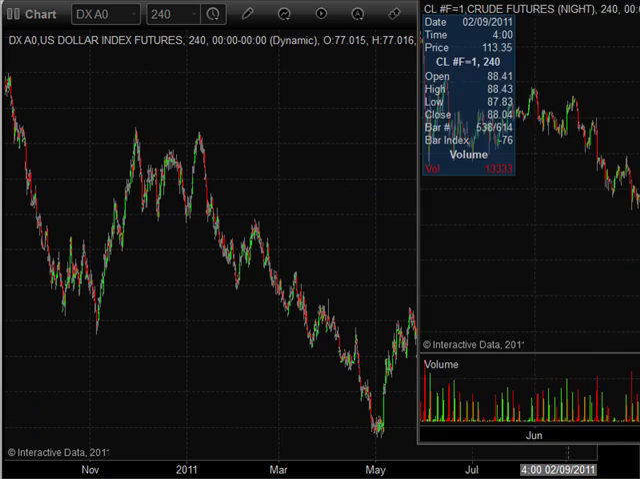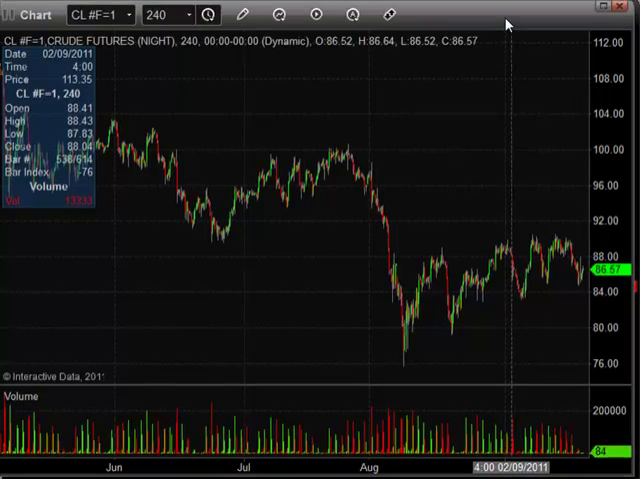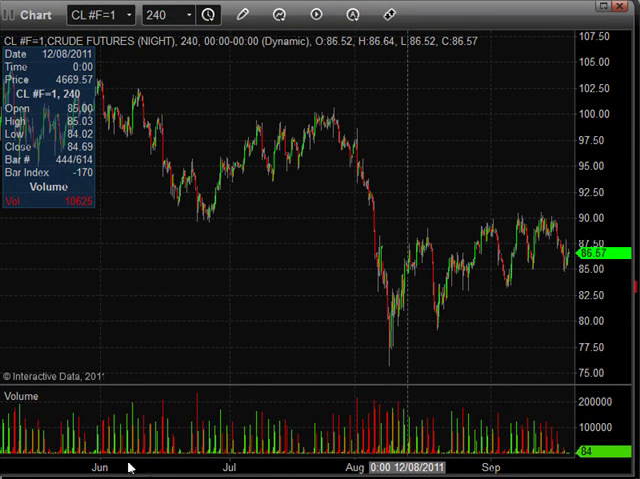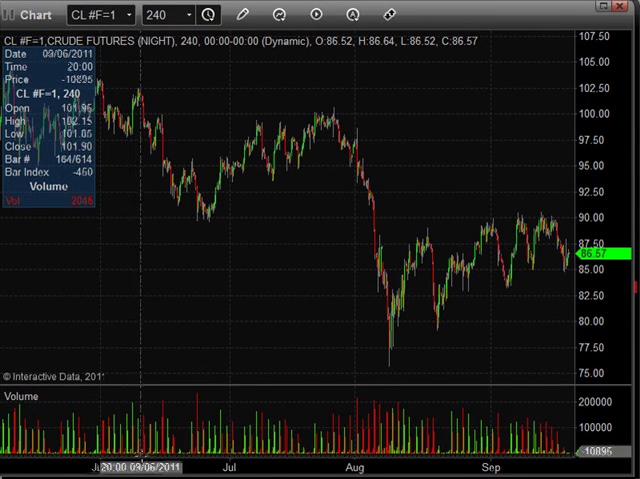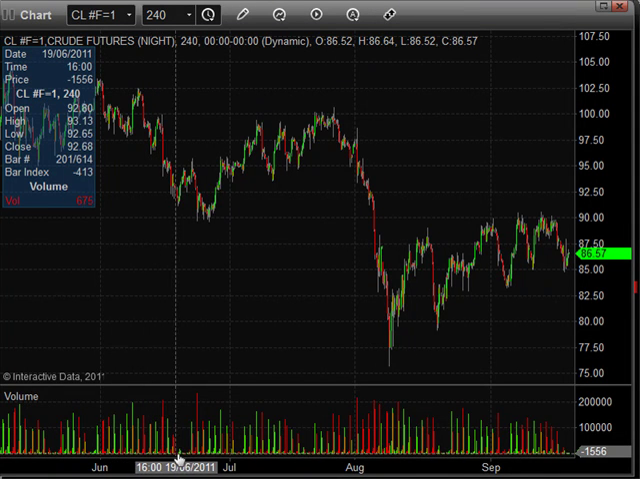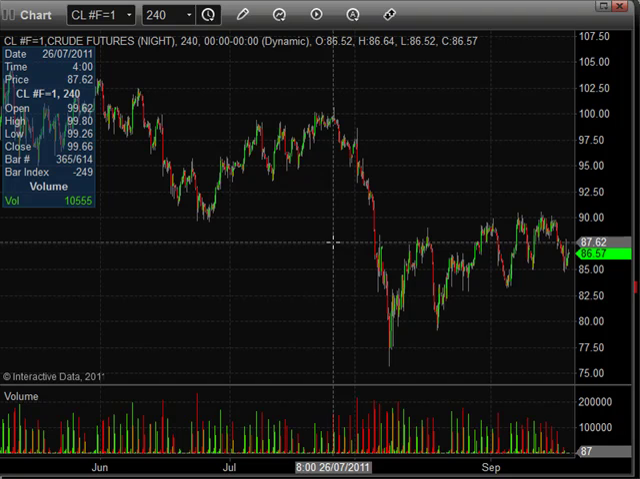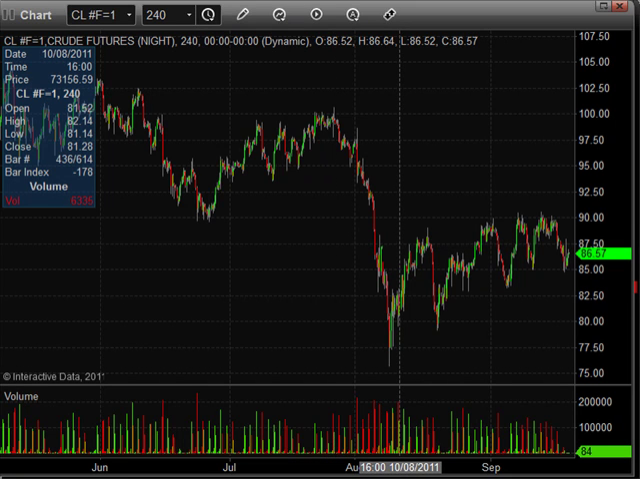Now let's take a quick look at commodities. This is the crude oil chart. It's a 4-hour, so you can see I'm zooming out about 4 or 5 months. Again, I like the 4-hour chart because you get to see the long-term trends looking like the daily chart, but you actually get the intraday action, so you can see pivot highs and lows and things like that.